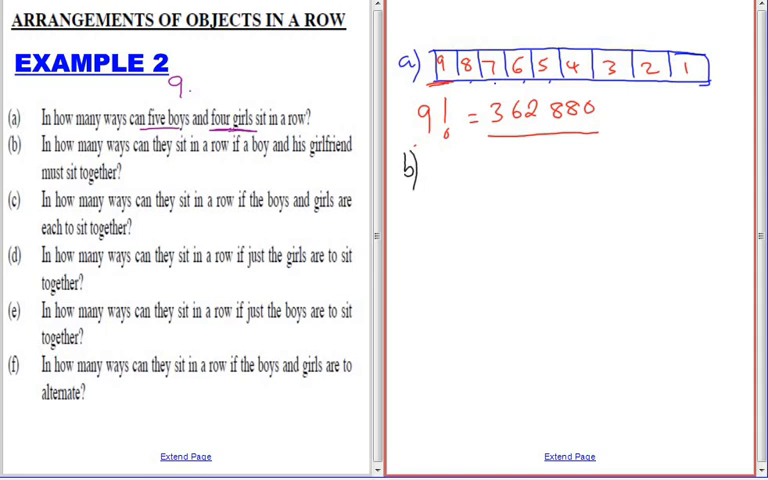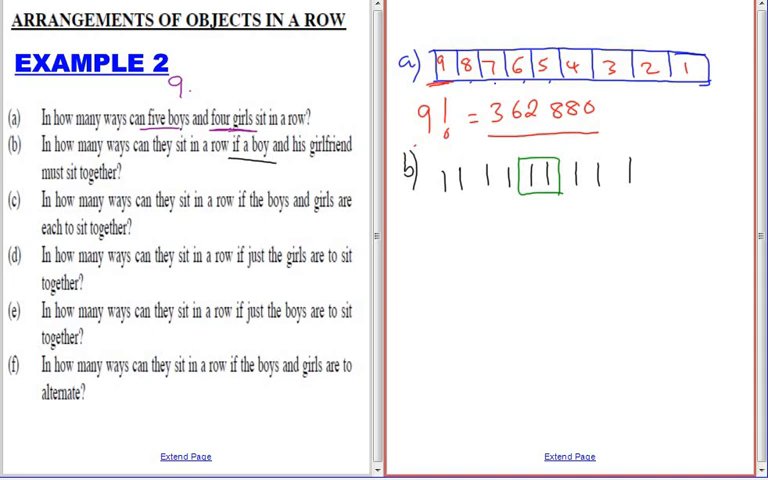Now let's go and answer question B. The question says, in how many ways can they sit in a row if a boy and his girlfriend must sit together? So like I did before, let's just have these 9 people, 1, 2, 3, 4, 5, 6, 7, 8, 9. So these are the 9, the boys and girls. I used the same color for both of them. So let's just say this was, I don't have to put the girlfriend and the boyfriend at the beginning. By the way, they are allowed to move wherever they want. So let me just say this was the boyfriend and the girlfriend. So they want to sit there.